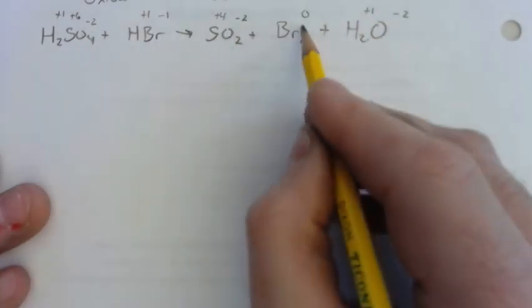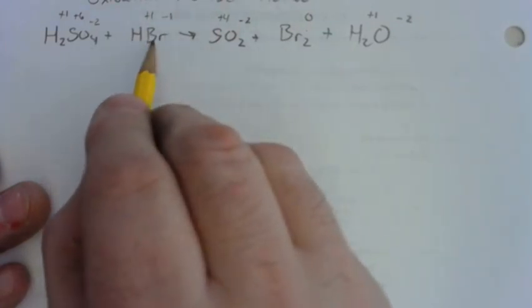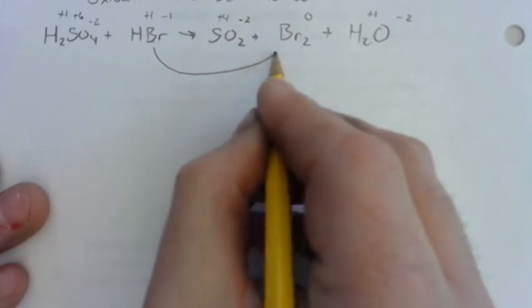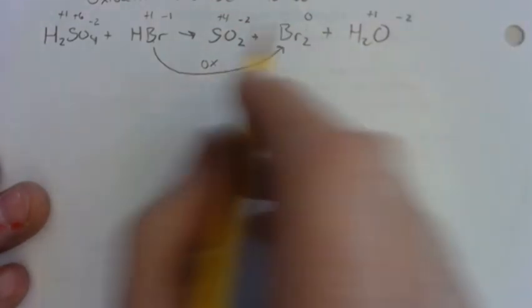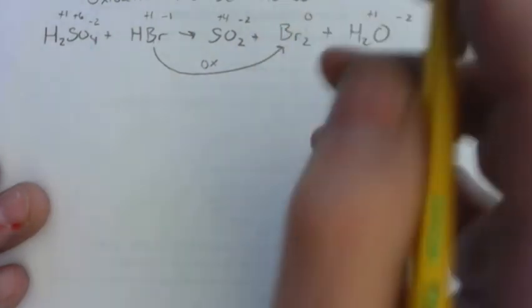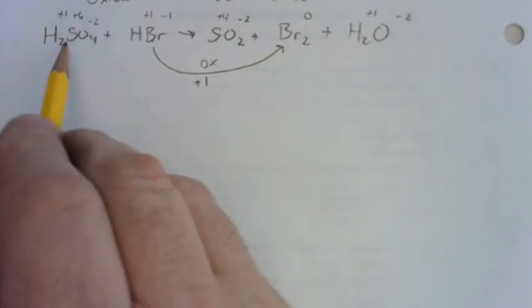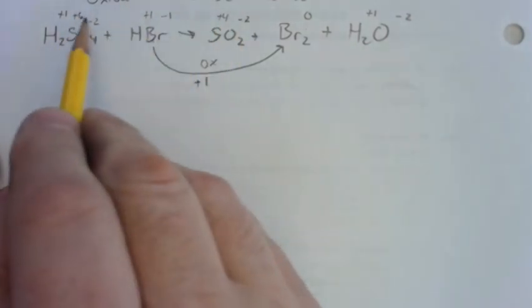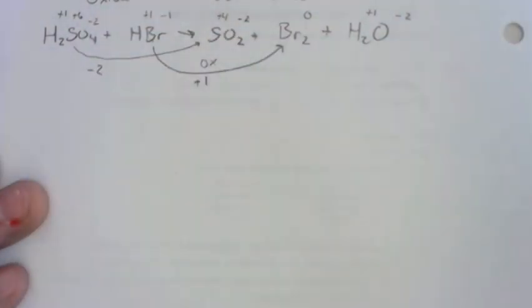And then over here we have the bromine being 0. So what is oxidizing and what is reducing? Well, if you notice, the bromine is going from -1 to 0. So we connect those with a line, and that is our oxidation. And we see that the charge is going from -1 to 0, so it's adding 1. For the sulfur, we see that it's the other thing changing. It's going from 6 to 4, so that is a -2.